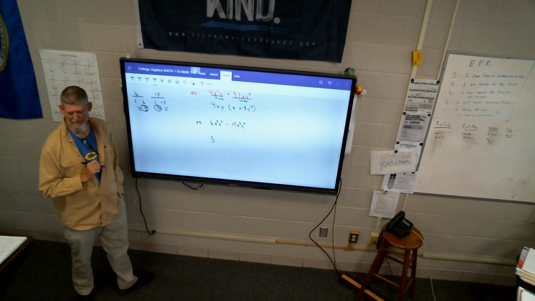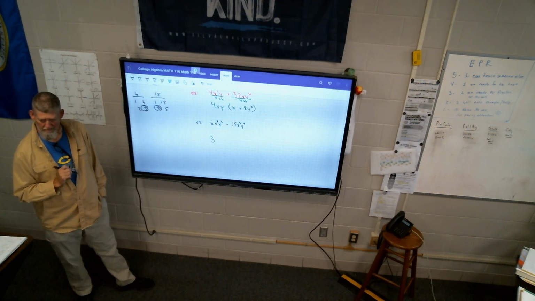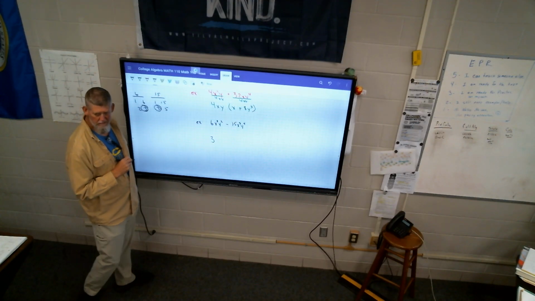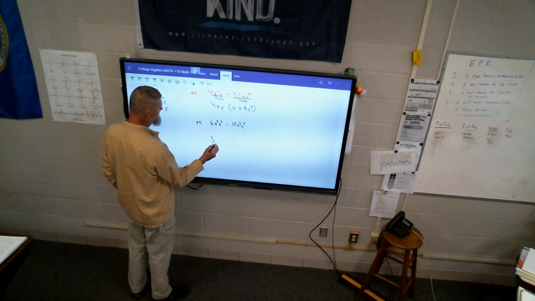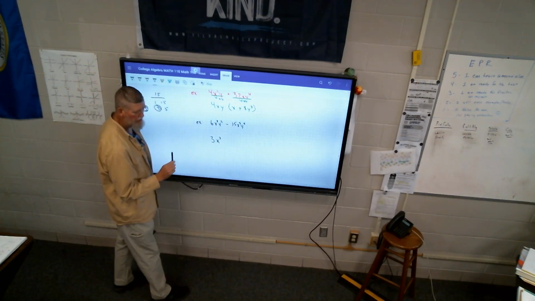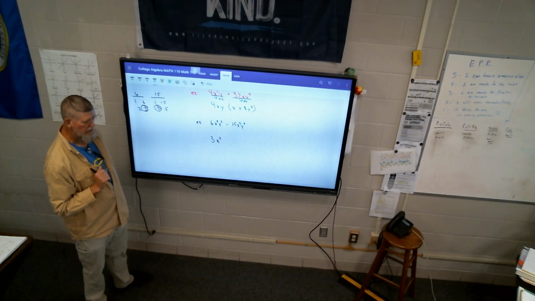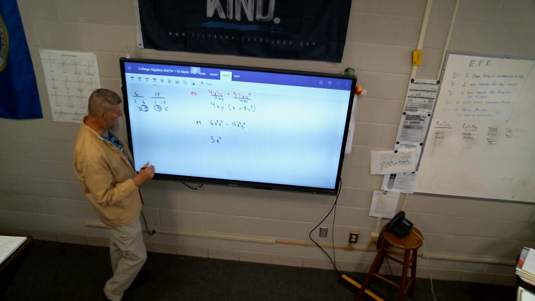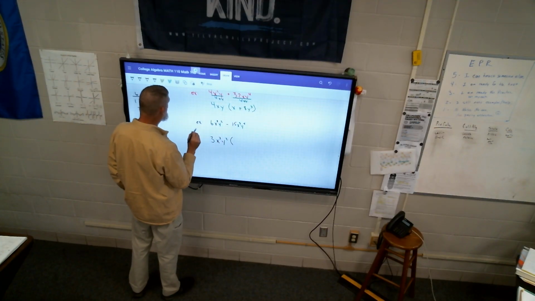Okay, how many x's am I going to factor out? 3. Why? The lowest one, right? We have x to the fourth, we have x to the third. It's the lowest exponent, so x cubed. Here I have y to the second and y to the fourth. What's the lowest exponent for the y's? 2. So I'm going to take out y squared. Okay. So then what am I left with?